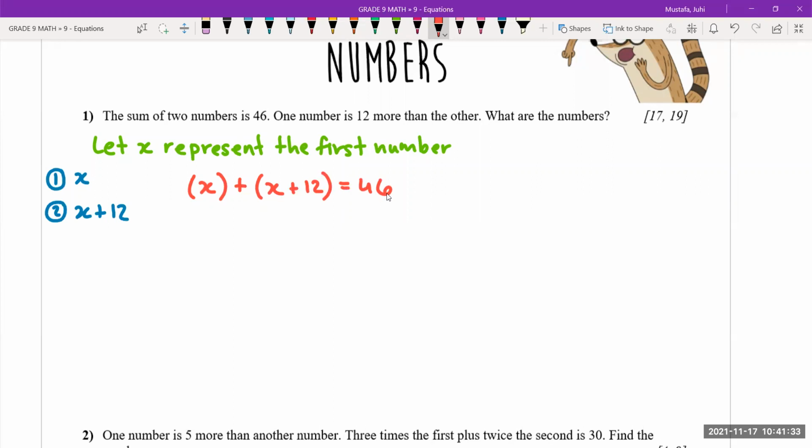We all know how to solve this, right? Why do I keep it in brackets? Because sometimes the question can be tricky and say like the sum of 2 times the numbers or something like that. I'm not going to give you tricky questions like that, but I just keep it in brackets anyways. I'm going to open up the brackets because all the numbers in the front are 1. So it's going to be x plus x plus 12 is equal to 46.